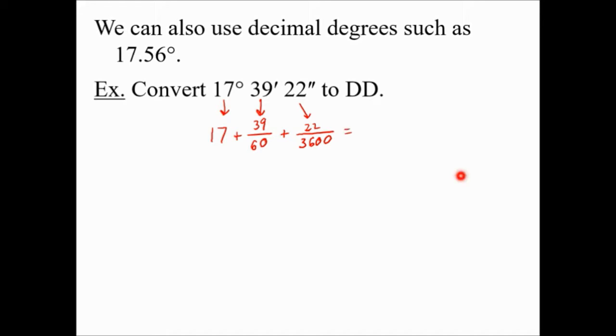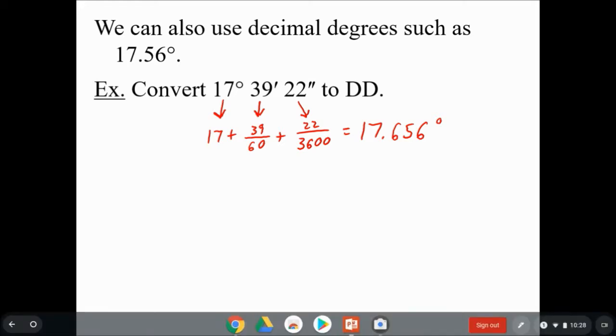So to answer the question here, I'm just going to add these together. I'll do this on my calculator. I'm literally going to just type 17 plus 39 divided by 60 plus 22 divided by 3,600. And I'm getting 17.656. All right, now I want to show you guys how to do this conversion without going through this whole process with the fractions. I'll show you first with the scientific calculator, and then also with the graphing calculator.